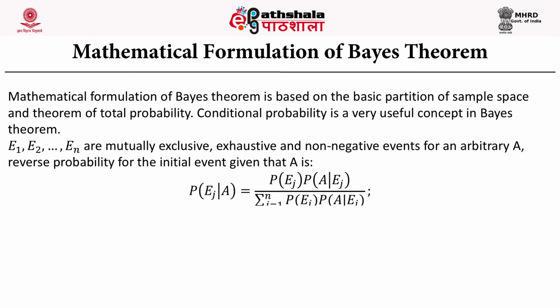The reverse probability for the initial event given A is given as probability of Ej given A, which is equal to probability of Ej into probability of A given Ej, divided by the summation over j, where j varies from 1 to n, of probability of Ej into probability of A given Ej. And probability of Ej given A can be written as probability of Ej into probability of A given Ej. By using the theorem of total probability, you can write the summation over j equal to 1 to n of probability of Ej into probability of A given Ej as probability of A.